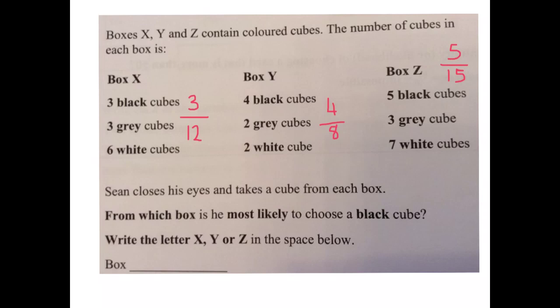Well, at a quick glance you can see that he is most likely to choose a black one from box Y. He has a 50-50 chance because half of them are black. So our answer is box Y.